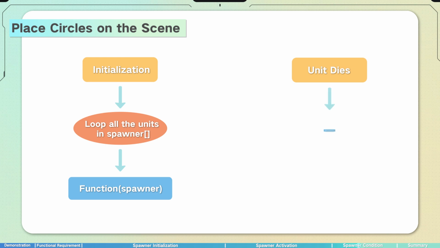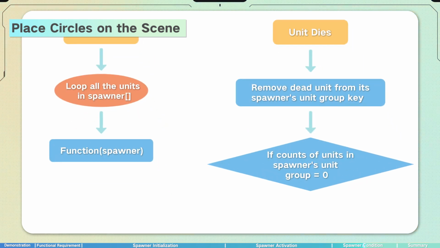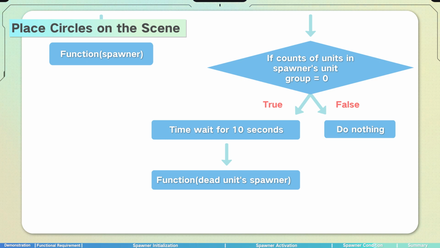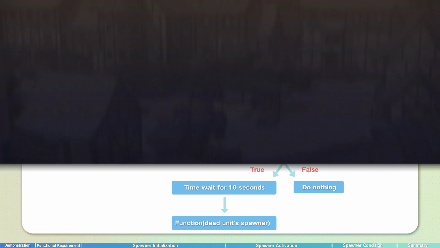As for the right one, since we store the data as the custom key value for each spawner and spawned unit, it's time to remove the dead unit from its spawner's unit group and check if its count of units is now 0, which means no enemy is left for this spawner. Then, we can create a 10-second timer and send the dead unit's spawner to the function. With these 2 triggers, we finished the whole project of the enemy spawner. Congratulations!